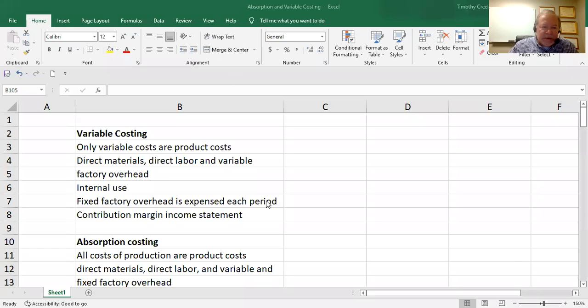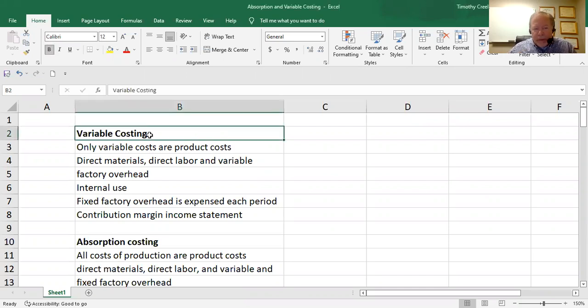Hello. I wanted to talk a little bit about variable and absorption costing today. Let me go ahead and pull up the Excel sheet. Okay, so I've got an outline laid out here of some of the main characteristics and differences between the two. So we'll start there and then we'll work through an example.